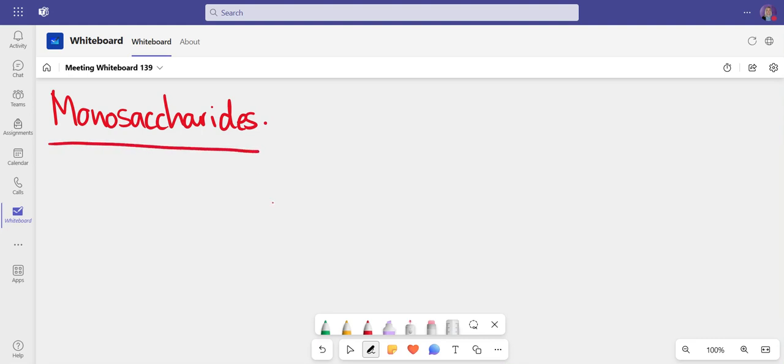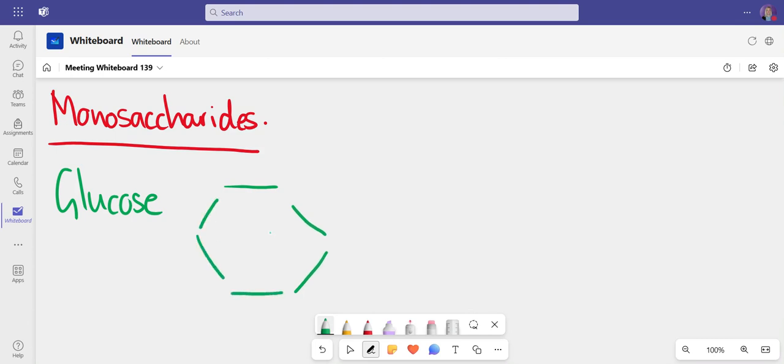So the monosaccharide that you have to know from memory is glucose. And first of all, you need to know how to draw glucose. So it's a six-sided shape. So we draw it like that. And in the top right-hand corner, we've got oxygen. On the corners, we've got carbons. And all carbons have to have 4 bonds.